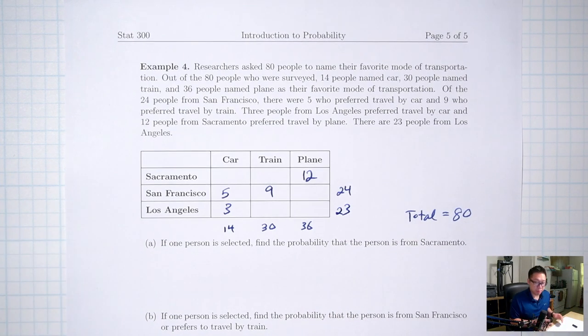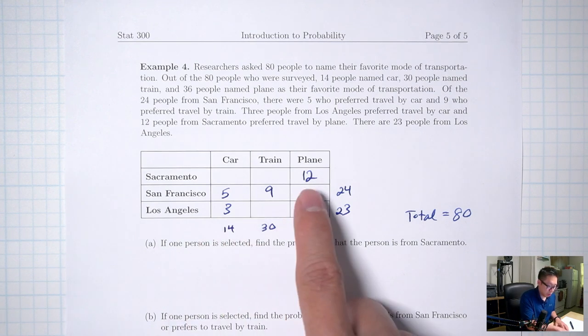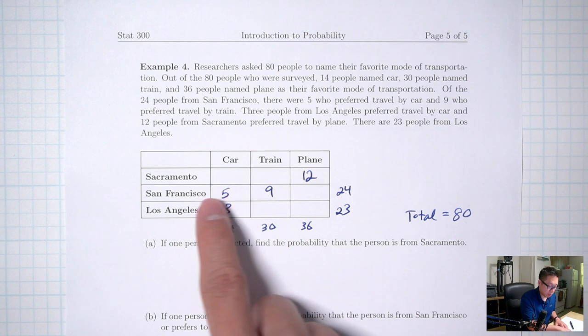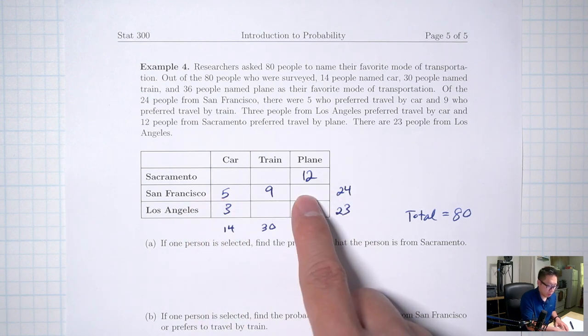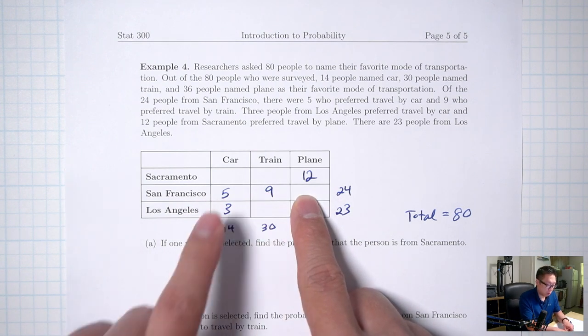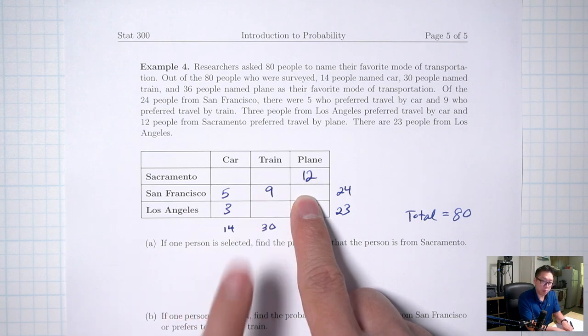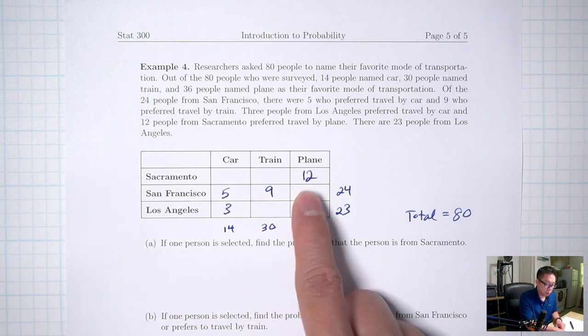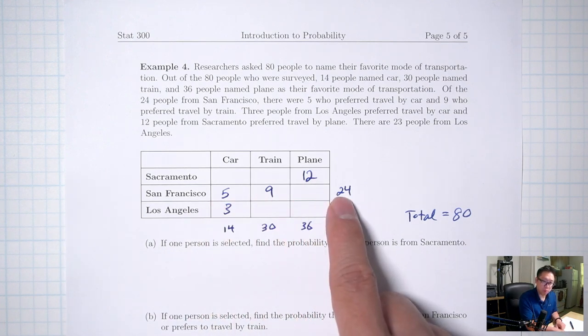And that's all the clues. So from here, fill in the box is kind of like a Sudoku puzzle. Where should I start? I can start right here because I know that the total should be 24. Right now I have 5 and 9, which is 14. What's the missing number so that the total adds up to 24?